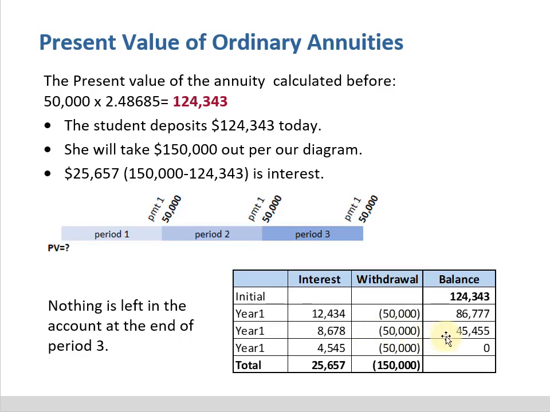Now there's $45,455 left in the account. That $45,000 earns interest. The student makes the final withdrawal, and there's no money left in that account. So we've proven that $124,343 is just the right amount to allow the student to withdraw $50,000 a year for 3 years if the student is able to earn the 10% interest.